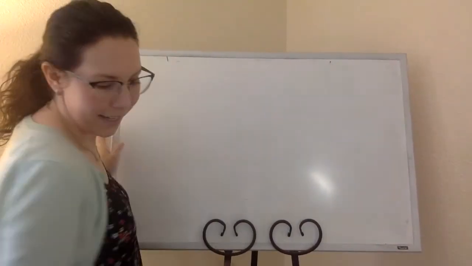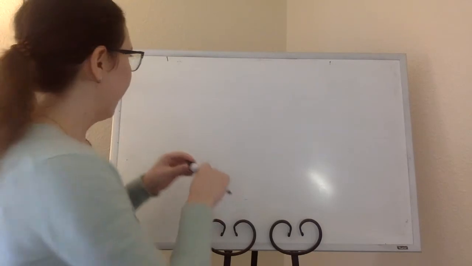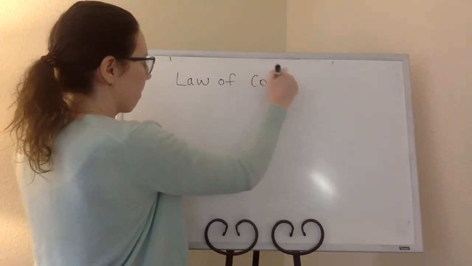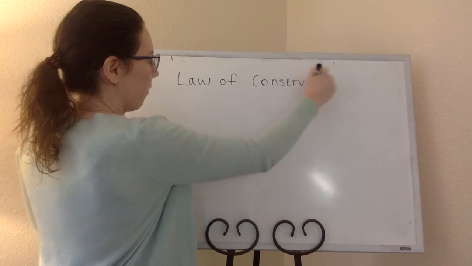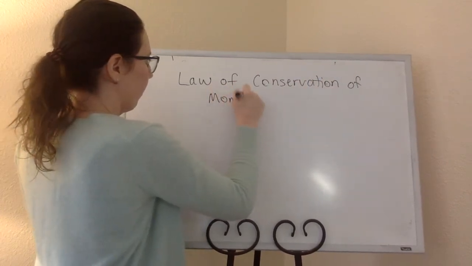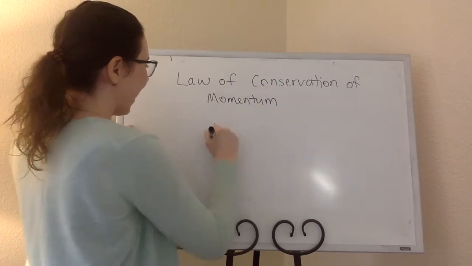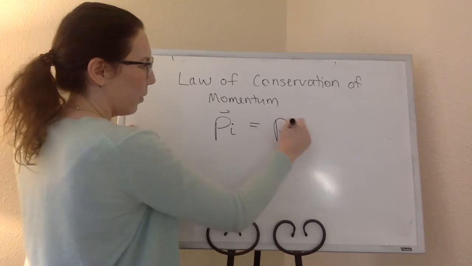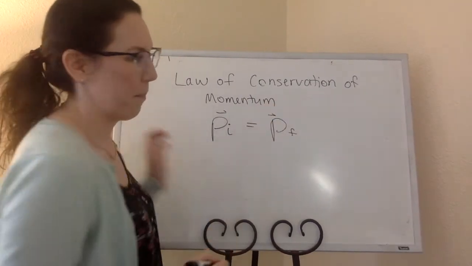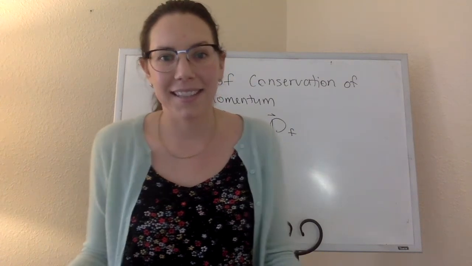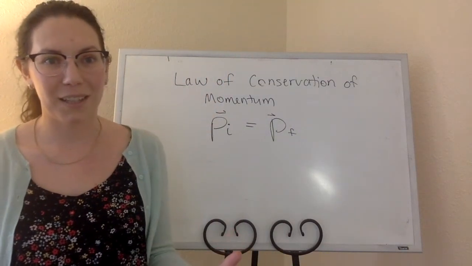So I'll just write it in another way. The law of conservation of momentum says that the total initial momentum of a system equals the total final momentum. And this is for isolated systems. So in an isolated system, momentum is conserved.